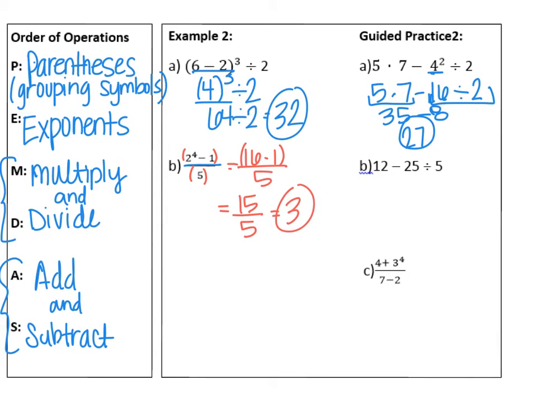B, I don't have any parentheses, don't have any exponents. I do have some division. Negative 25 divided by 5 is negative 5. So that's 12 minus 5. 12 minus 5 is 7.